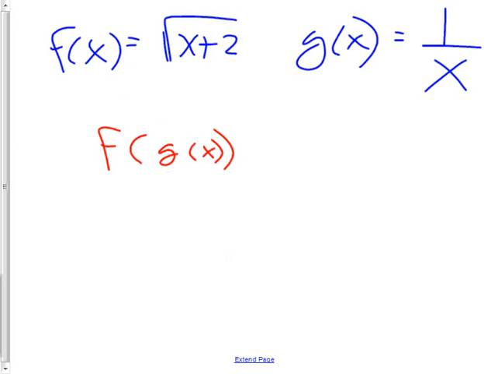Well, where do you start? On the inside, do you know what g of x is? Yeah, you do know what g of x is. It's right there. So, you go f of, and then instead of g of x, what do I put in there?